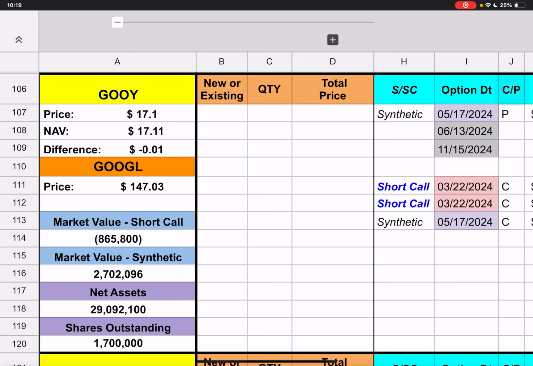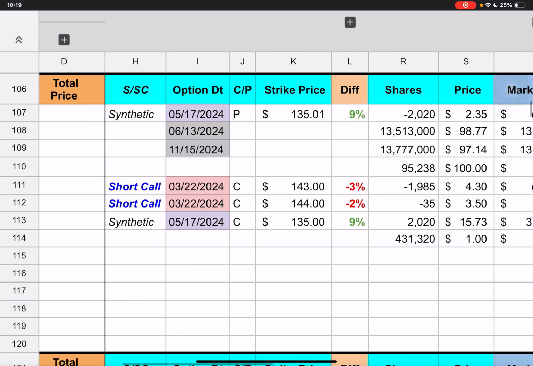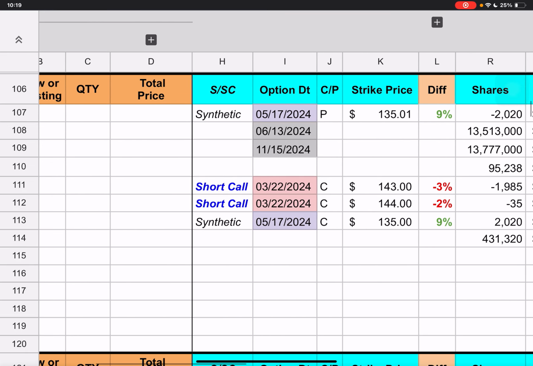If we go on to GUI, GUI closed at $17.10. Alphabet closed at $147.03. No trades to go over here. We have the two short calls that expire Friday with strike prices of $143 and $144. So we are currently over those strike prices.